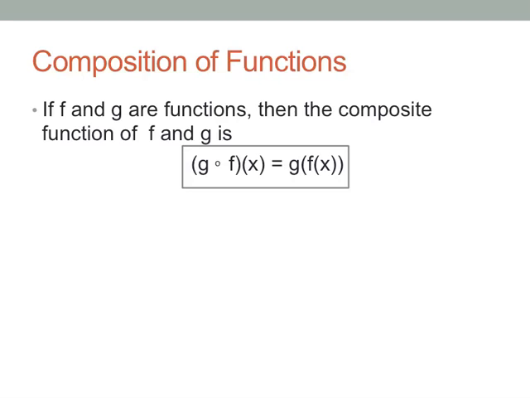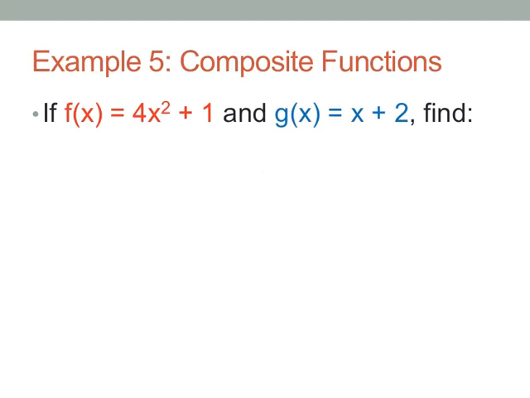All right, so look at example 5. If f of x equals 4x squared plus 1 and g of x equals x plus 2, find. Okay, so this first one we have g composed with f of 2. So you always start with what's on the rightmost part and you plug it into f. Whatever you get from that, you're going to plug into g. So let's first start by finding f of 2, the part on the inside.